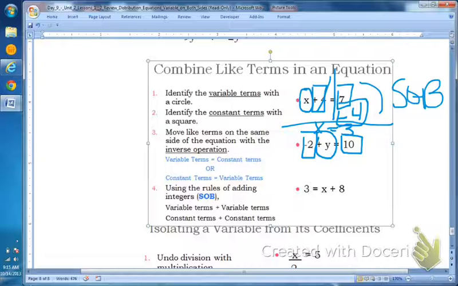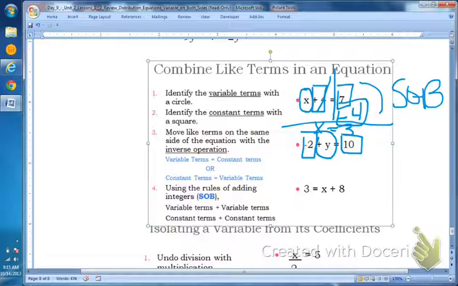We have a 10 and a -2. Like what Robin said, those are the two like terms that we need to combine. But notice, are they on the same side of the equation as each other? No. So we have to move one of them. Which one are you going to move? -2. Yeah, the -2, we need to move it.